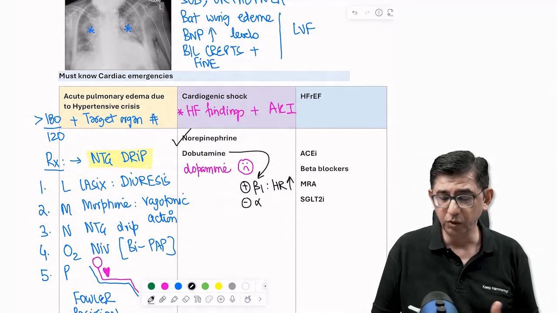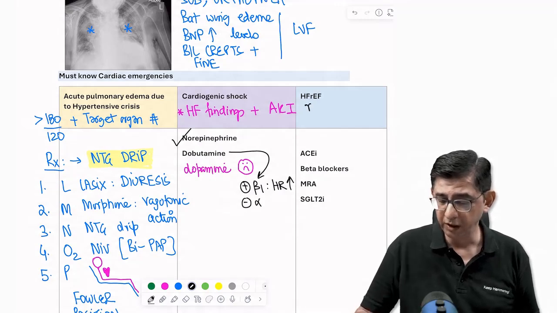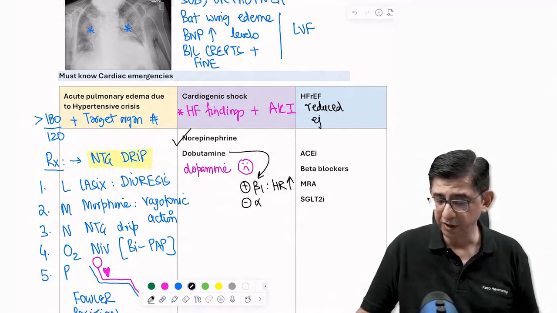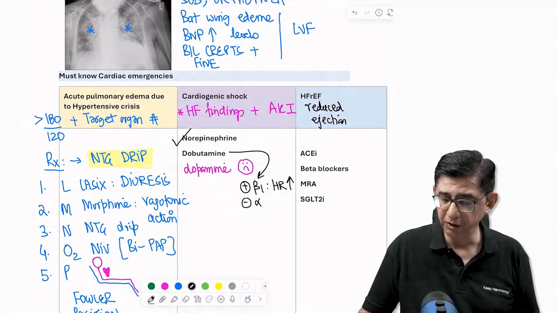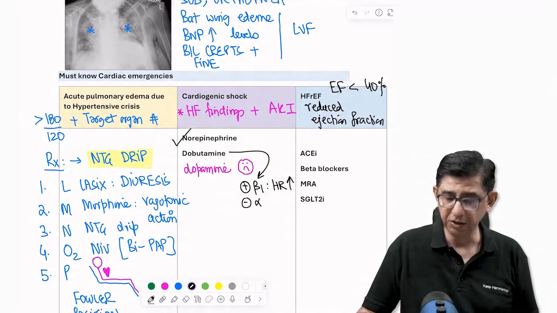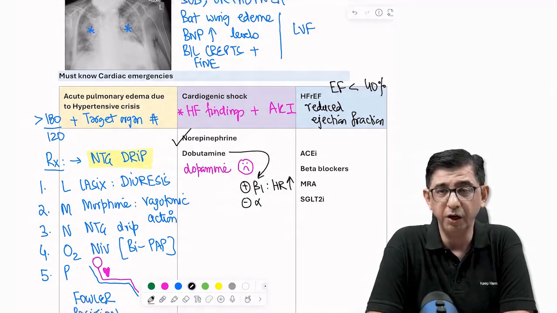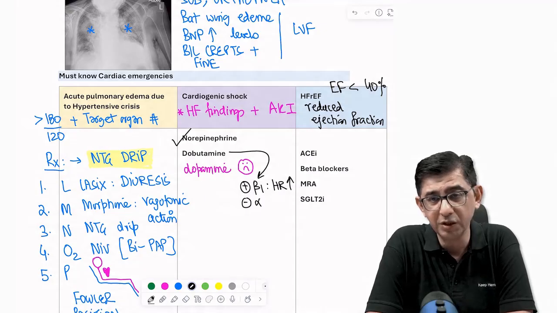He may write the word acute heart failure or he may write the word HFrEF. HFrEF means heart failure with reduced ejection fraction. The definition of heart failure with reduced ejection fraction is that on echocardiography, the ejection fraction is less than 40%. Normal ejection fraction is 65%. The heart is one of the most effective machines, but if he says ejection fraction is less than 40%, then it is heart failure with reduced ejection fraction.